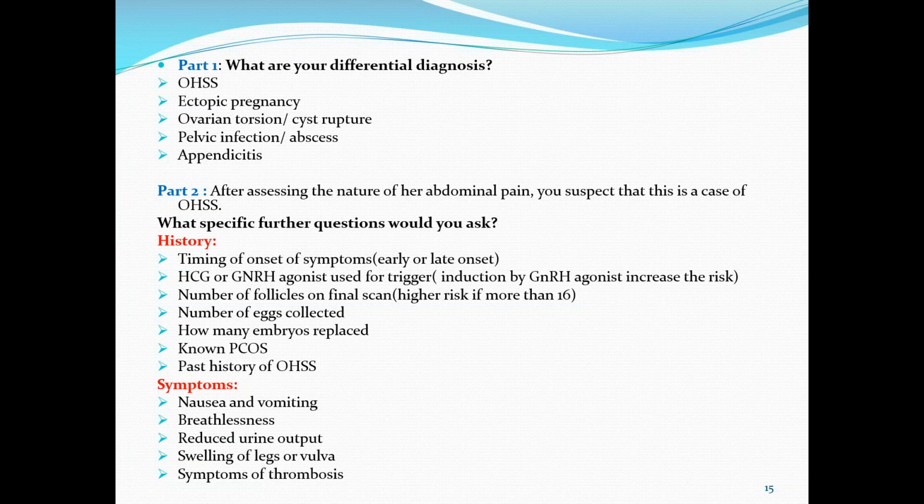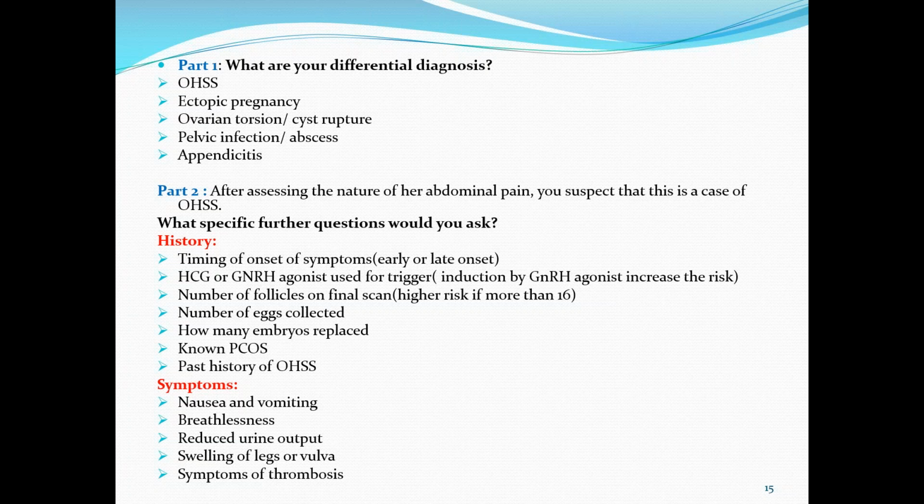Then I need to ask about the symptoms of ovarian hyperstimulation, starting from nausea and vomiting, so it will be between mild and moderate ovarian hyperstimulation. Then I need to ask about complication symptoms. She may develop RDS, so I need to ask about restlessness. She may develop renal impairment, so I need to ask about the urine output. She may suffer edema, so I need to ask if there is swelling in her leg or vulva. She may develop DVT, so I need to ask about thrombosis, if there is severe pain in her leg or shortness of breath. All of these need to be asked.